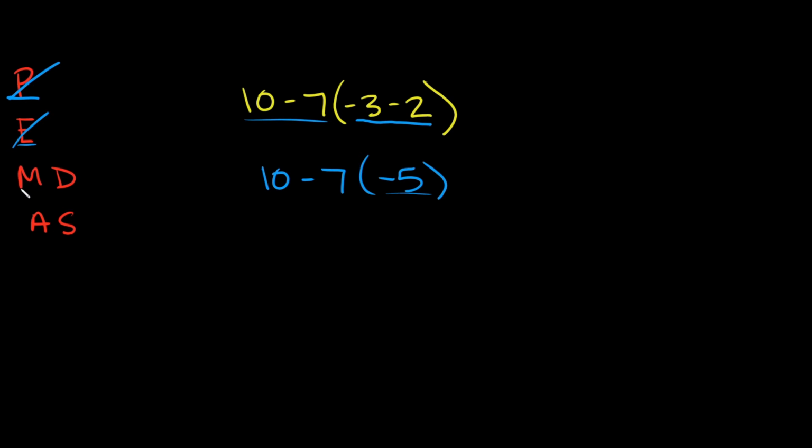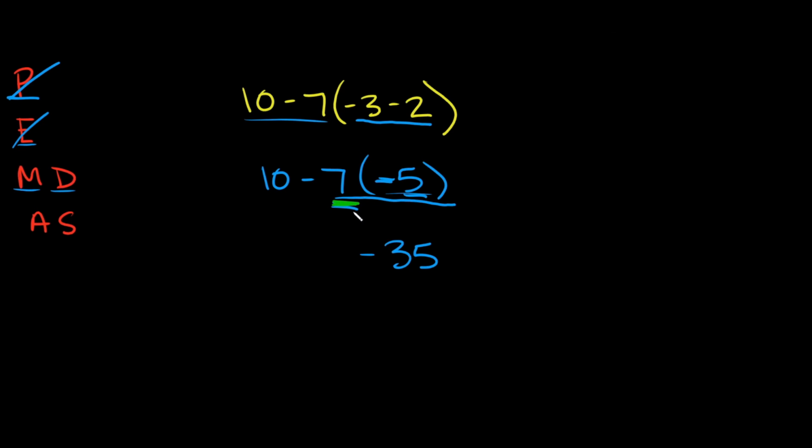So now we go to multiplication or division. Do we have multiplication or division in this problem? Well, we have multiplication, right? This 7 times negative 5. Okay, so that's what I'm going to do next. So what is 7 times negative 5? Well, 7 times 5 is 35, right? And then a positive times a negative is a negative. So it's negative 35.